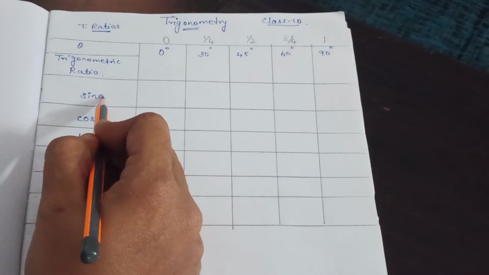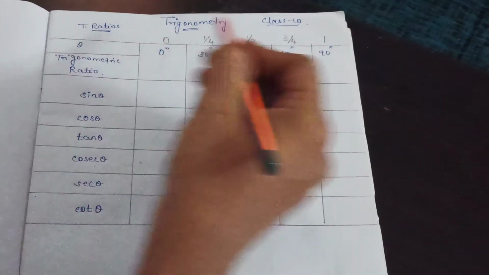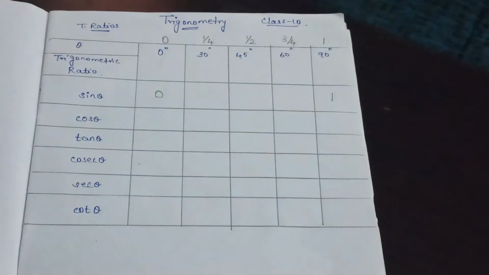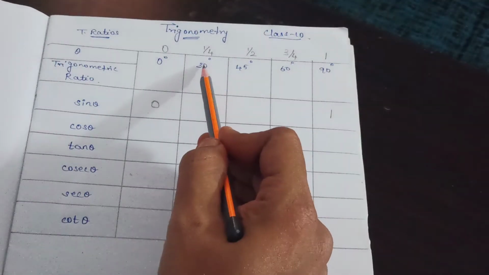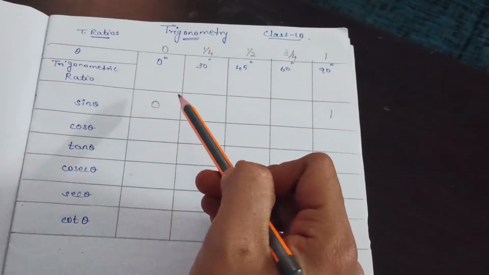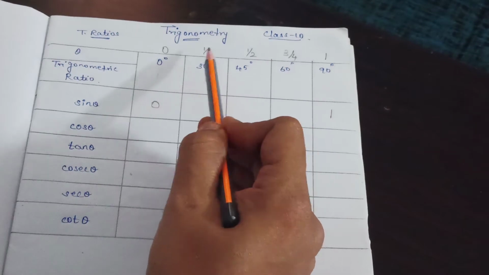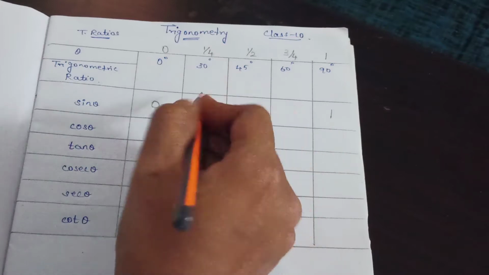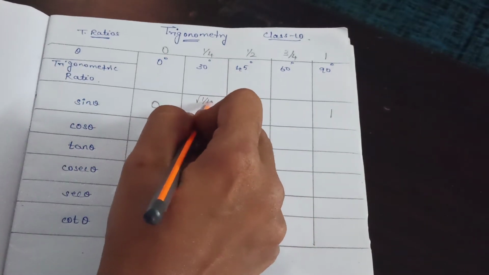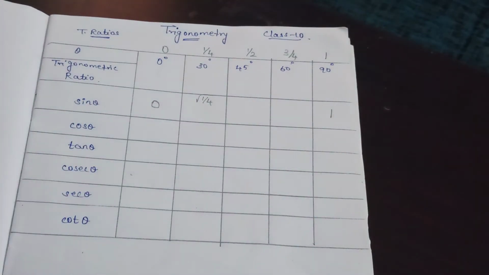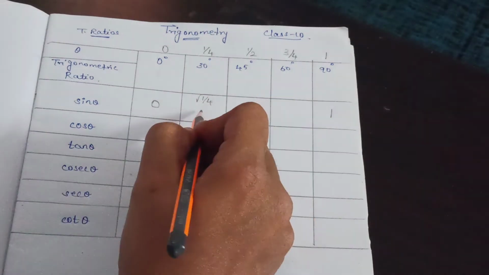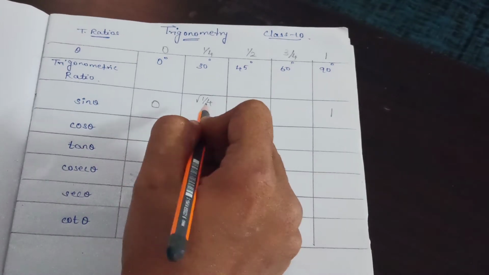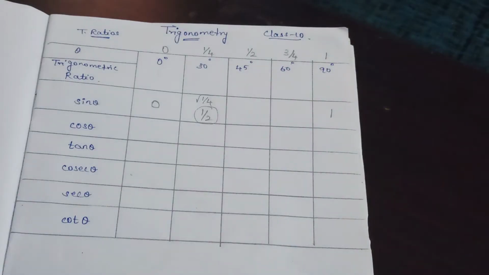For sin theta, let us take the initial value and the last value as it is, that is 0 and 1. Now for 30 degree we have to write the trigonometric ratio. Above 30 we have written 1 by 4. Just take the square root of this 1 by 4. The square root of 1 by 4 is 1 by 2. Therefore, sin 30 will give you the value 1 by 2.